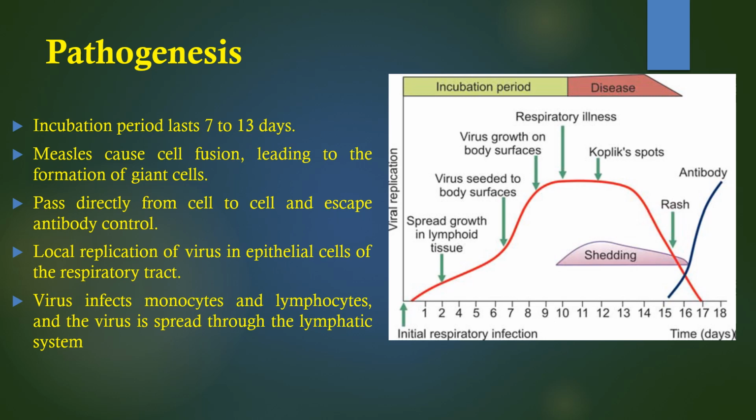After local replication of virus in epithelial cells of the respiratory tract, the virus infects monocytes and lymphocytes, and the virus is spread through the lymphatic system and by a cell-associated viremia. Virus gains entry through the respiratory tract, multiplies in the epithelial lining, and then spreads to lymph nodes, where another phase of replication occurs. Further spread to organs takes place, and the skin, brain and lungs get involved.